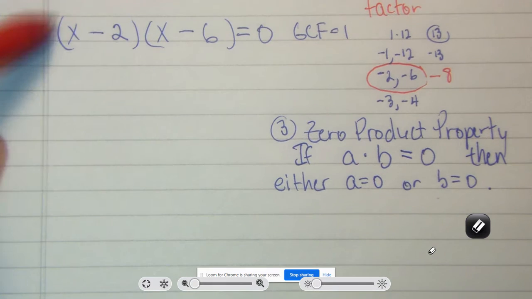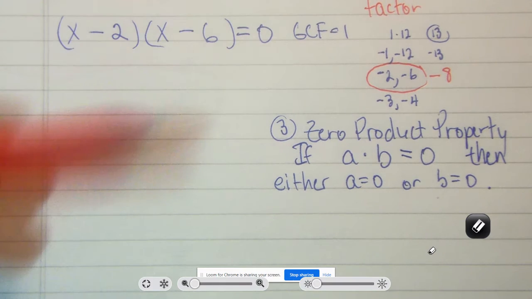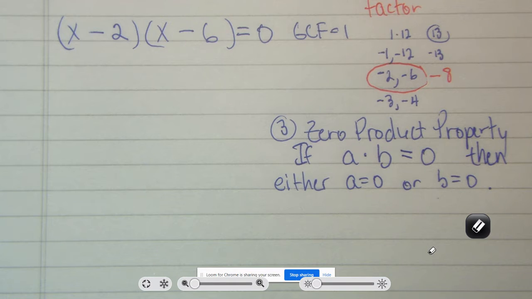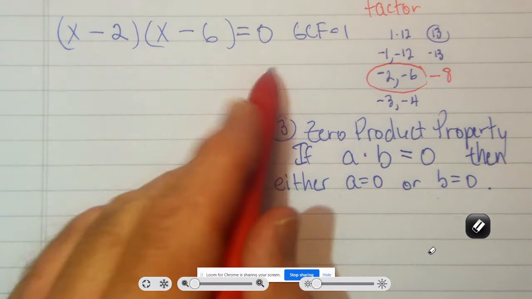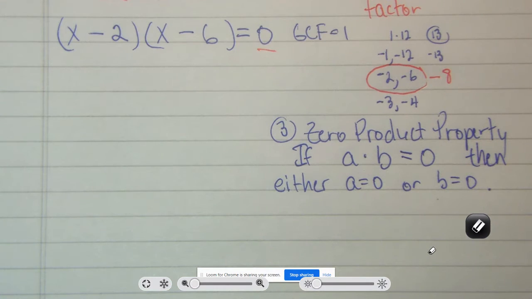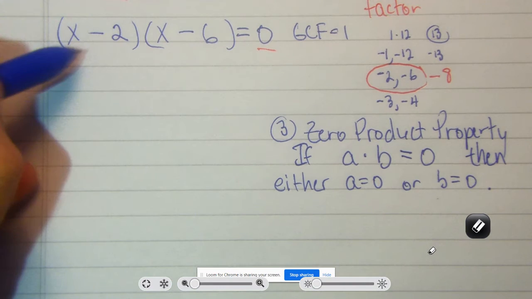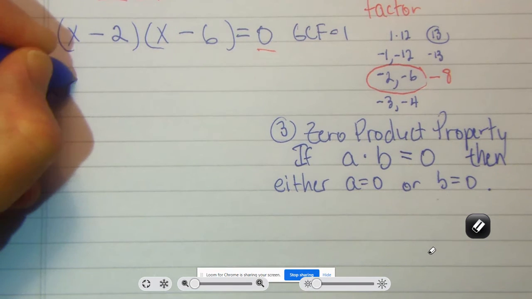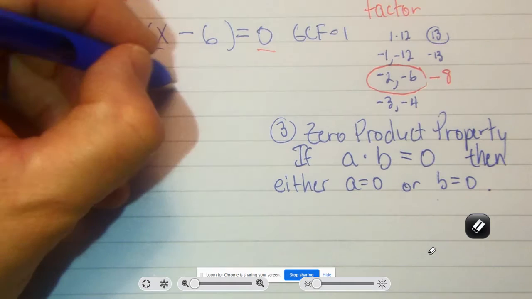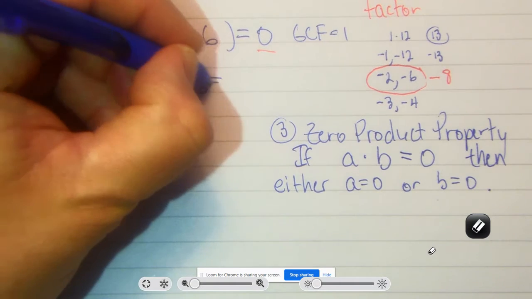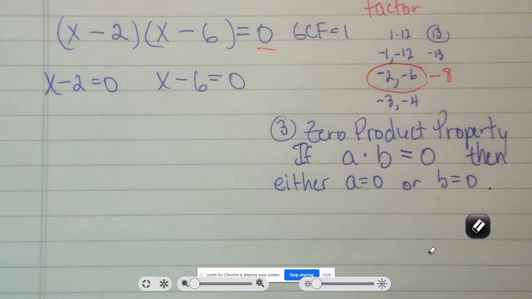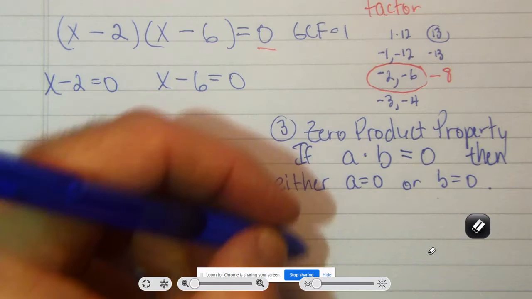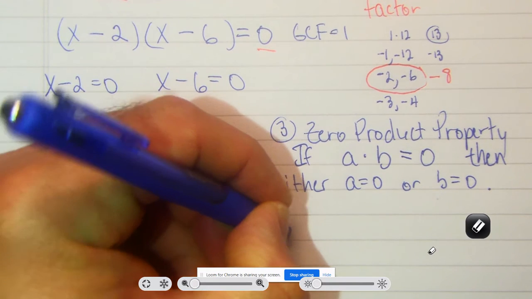I'm going to multiply x minus 2 times x minus 6. I factored it, okay? So that means I multiplied x minus 2 times x minus 6, and I got 0. So I'm going to break it into two parts. That means either x minus 2 is equal to 0, or x minus 6 is equal to 0. One of those two has to be equal to 0, and then I'm going to solve those as separate equations.